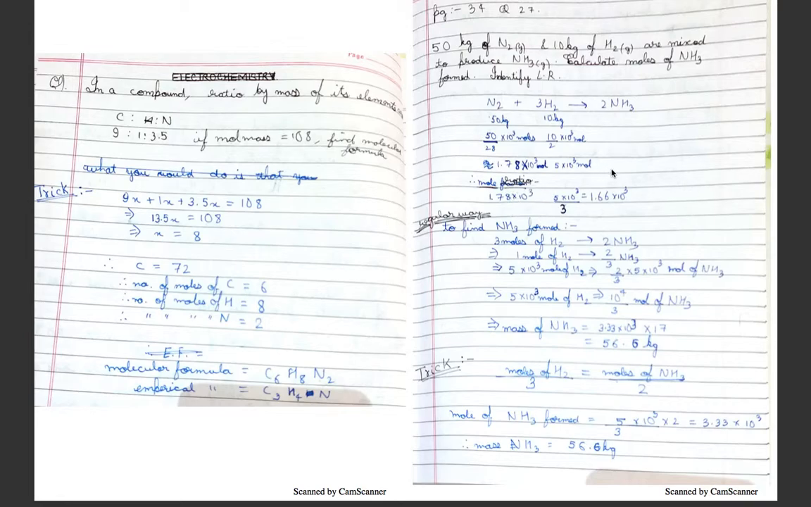And once you find the limiting reagent, then you try to solve it like this: 3 moles of H2 give 2 moles of NH3, and then 1 mole would give 2 by 3, then 5 into this. It is a long process. So just try to divide the number of moles of any element by its stoichiometric coefficient on both sides, and then equate.